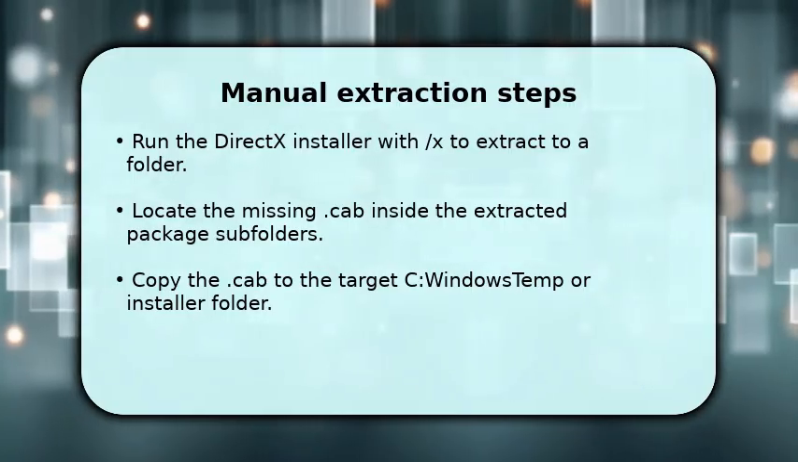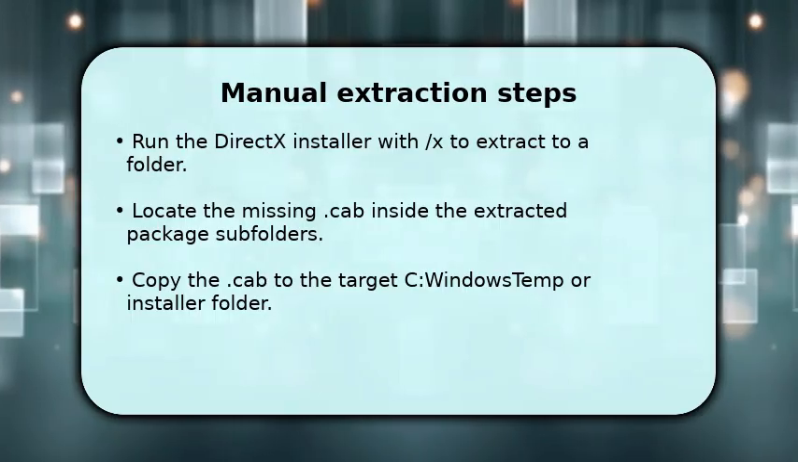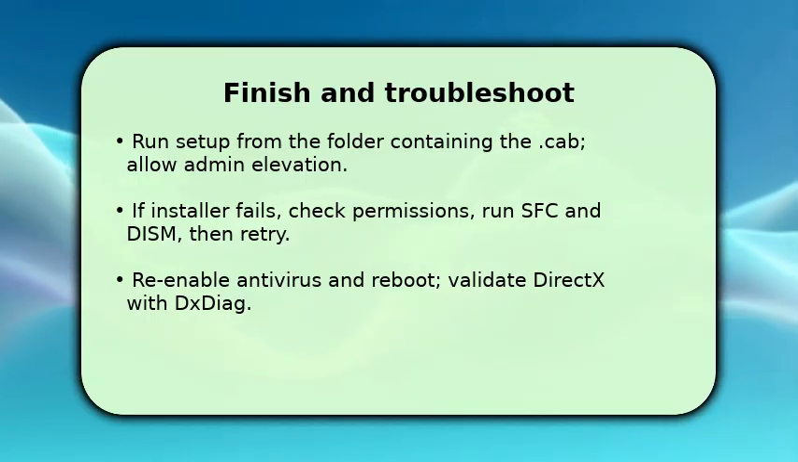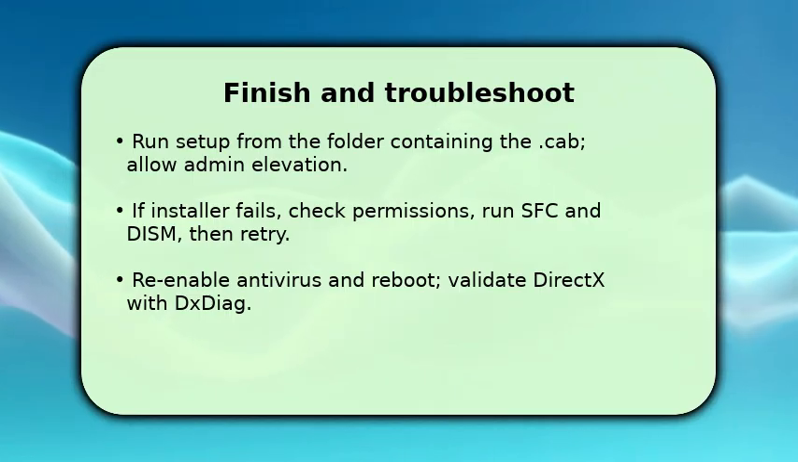To finish, run the DirectX setup from the extraction folder that contains the cab and accept any elevation prompts. If installation still fails, stop and check file and folder permissions, run System File Checker, sfc /scannow, and DISM to repair Windows components, then retry the setup.